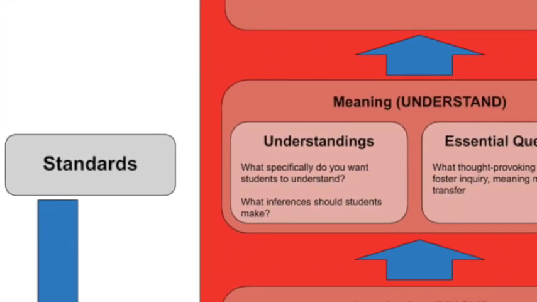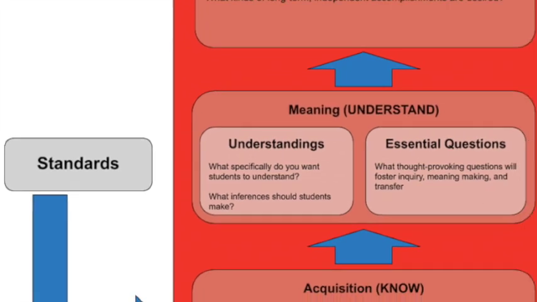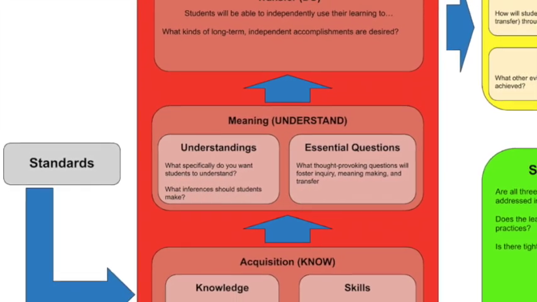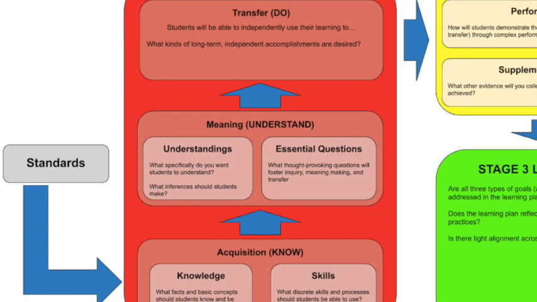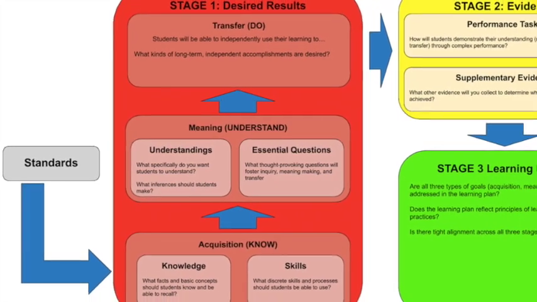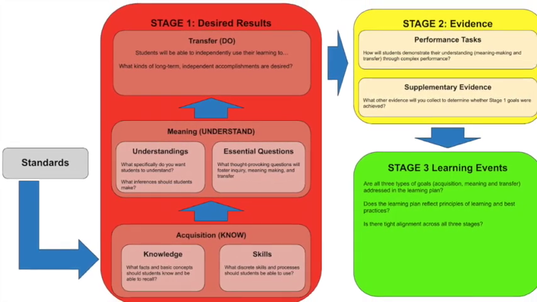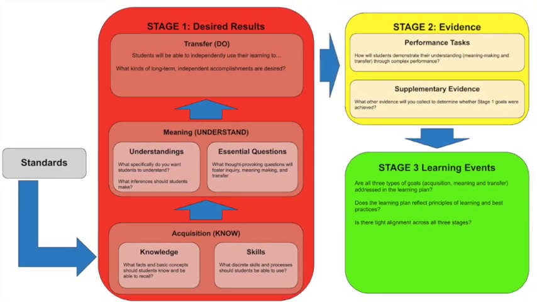A key concept in the UBD framework is alignment. All three stages must clearly align not only to standards, but also to one another. In other words, the Stage 1 content and understanding must be what is assessed in Stage 2 and taught in Stage 3.